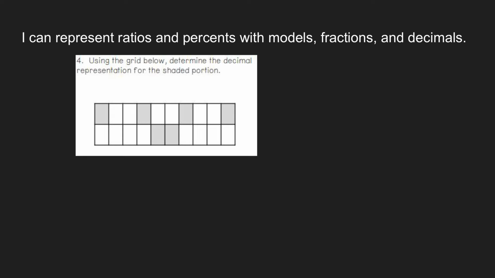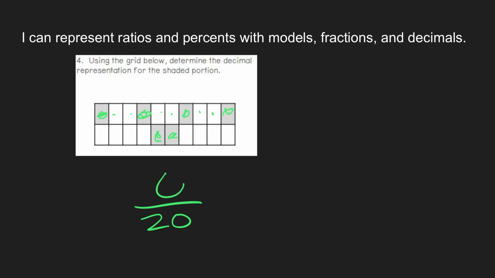All right, using the grid below, determine the decimal representation for the shaded portion. All right, so shaded portion. Let's figure out our whole first. So let me do a little counting here. 1, 2, 3, 4, 5, 6, 7, 8, 9, 10. So our total is 20. And then determine the decimal represented for the shaded portion. All right, shaded portion. So 1, 2, 3, 4, 5, 6.